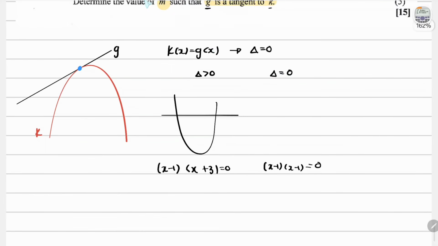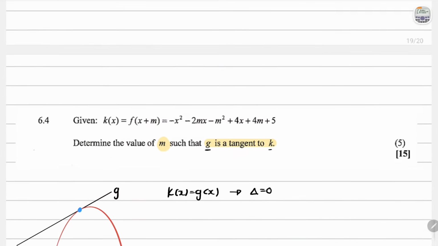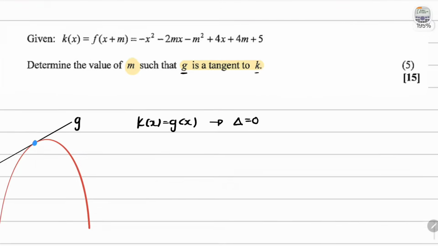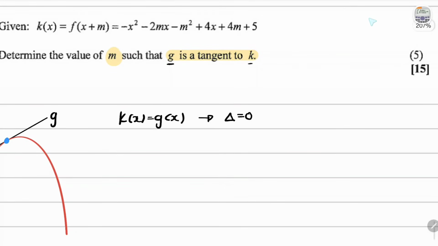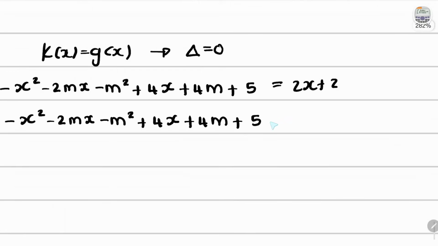Okay, so let's do that. We're going to focus on finding k of x being equal to g of x. Let's simplify that. So k of x, we already know what that is. It's all of this. So we'll make it equal to g of x. And we know that g of x was 2x plus 2. So all of this again will be rewritten, and then we're going to take g of x over, these over. So they will come over and become minus 2x minus 2 is equal to 0.